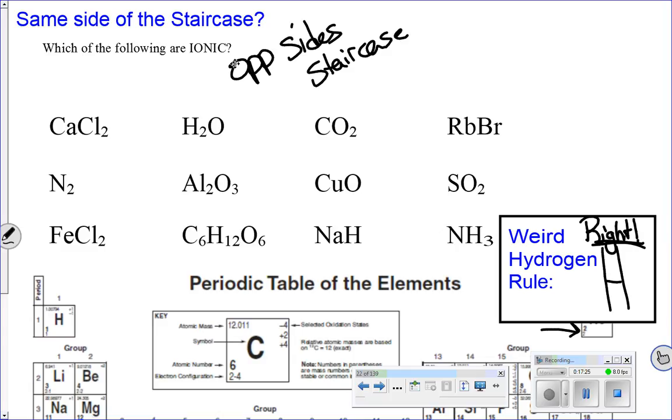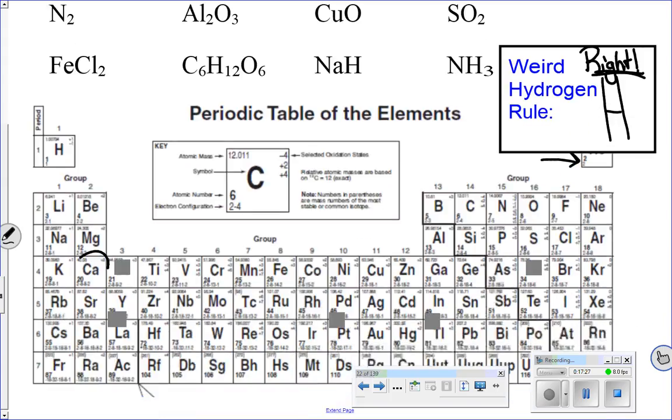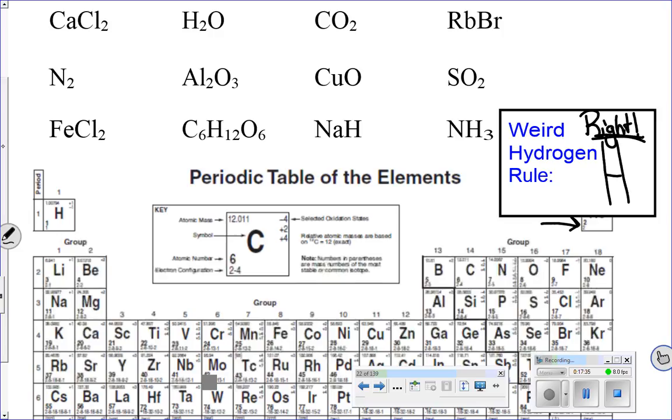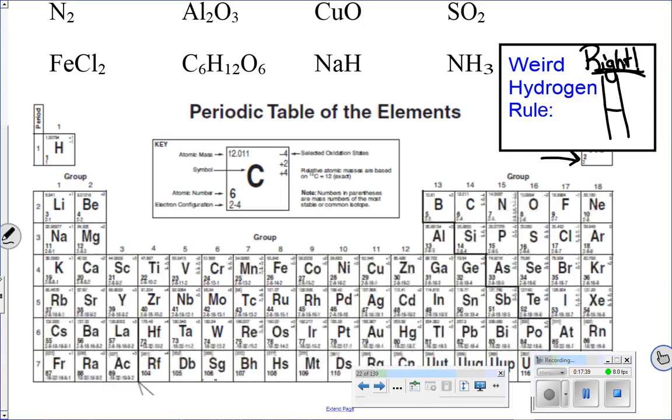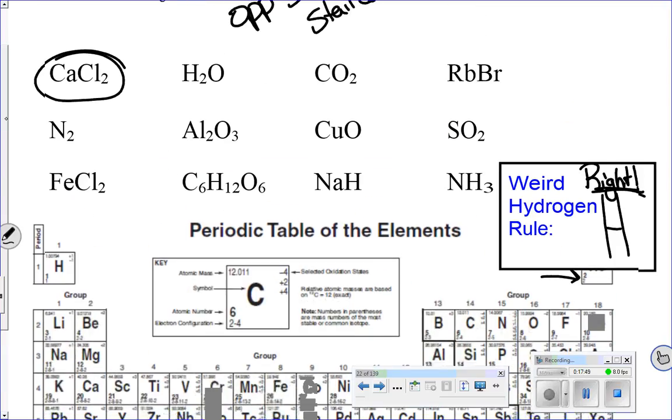So calcium chloride we'll start with. You put a finger on calcium, put a finger on chlorine. Opposite sides of the staircase, that is an ionic compound. So you can go ahead and circle that up. H2O. Remember, we're pretending H is right here. O, same side of the staircase. Therefore, that's a covalently bonded compound. It's not ionic.